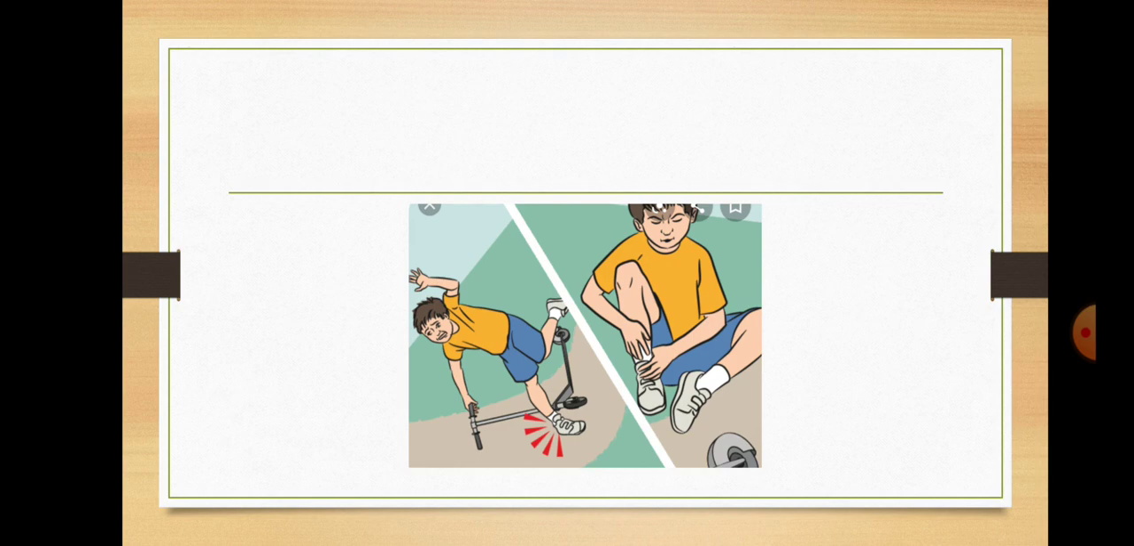Now suppose, let's imagine that you are out cycling in a ground. Then suddenly you fell down, and your joint tissues get twisted and torn. That was a very painful experience. That is known as a sprain.